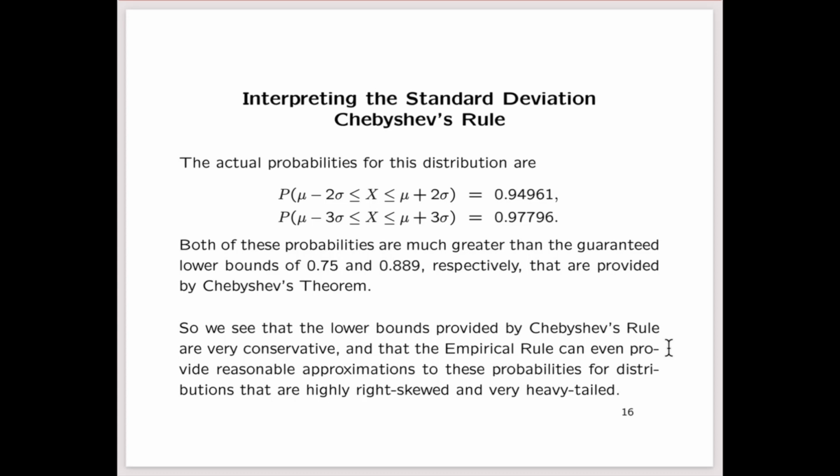So Chebyshev's rule always applies, but because it always applies, it's going to be conservative. Those lower bounds that it gives are going to be conservative and may be very conservative. We know that the empirical rule applies when we have a bell-shaped curve, but it also is fairly applicable even if the distribution is not that bell-shaped, as we're seeing here.